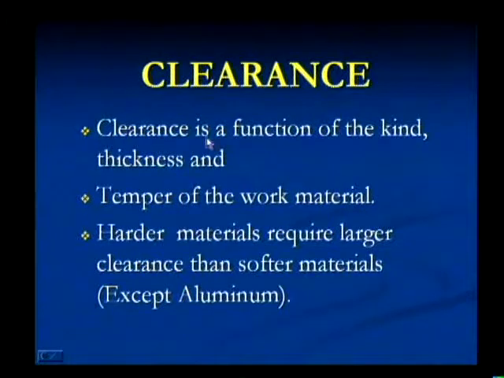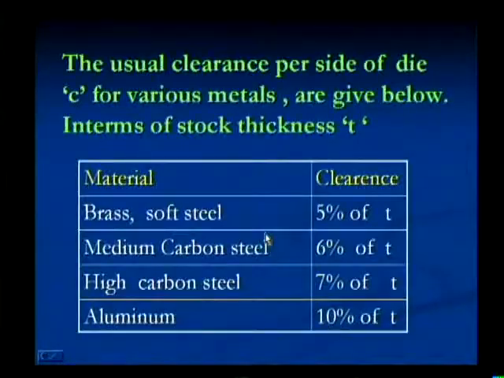Now clearance. Clearance is a function of the kind and thickness of the material and also the temper of the work material, and it also depends on the hardness of the materials. Harder materials require larger clearance than softer materials. Exception is there for aluminum. The usual clearance per side of the die C for various metals are given below in terms of stock thickness T. If T is the thickness of the stock material, the clearance to be provided on the die or punch may be like this.